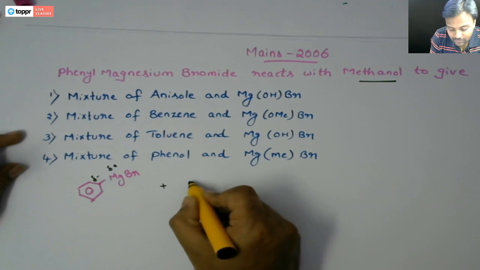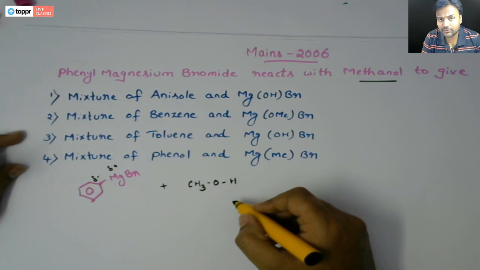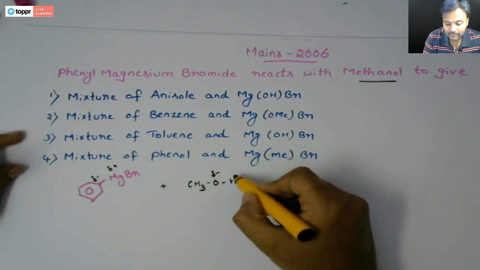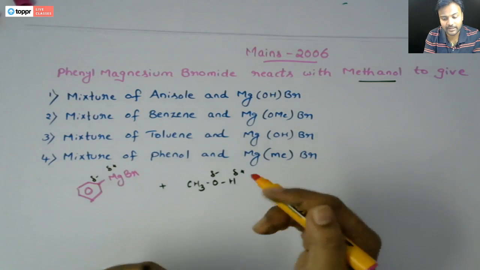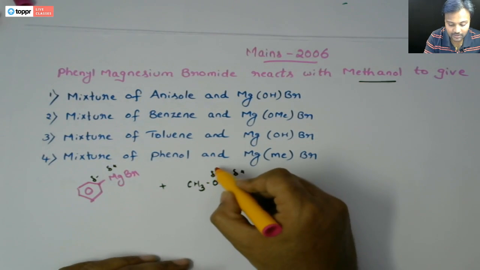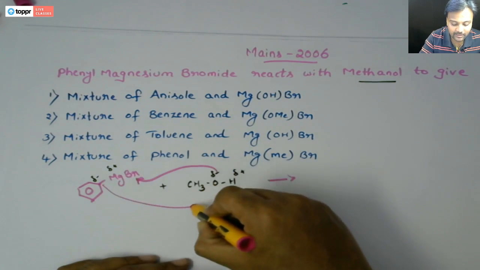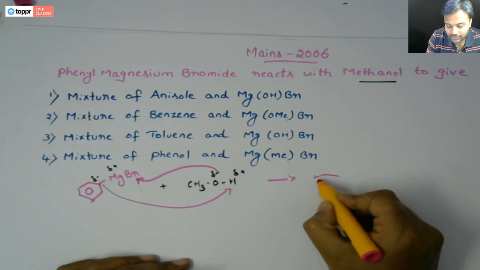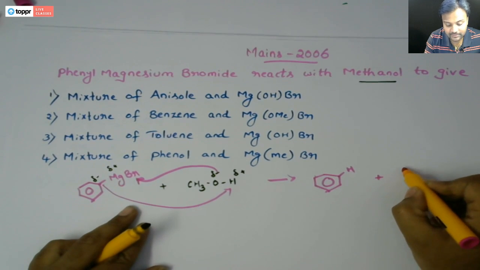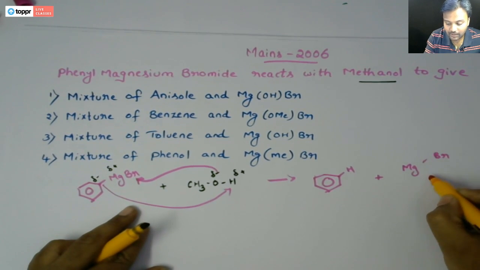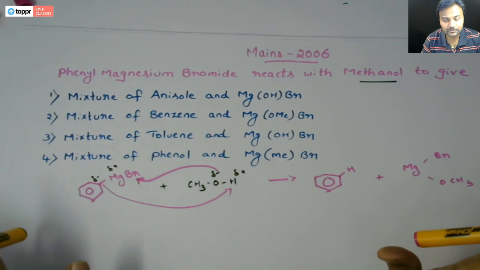Let's write the structure of methanol also. CH3OH. Can we mark positive and negative here also? Negative, this is positive. As we have done, opposite charges attract. How? Look at this. This O minus attacks magnesium. This negative charge attacks hydrogen. Now there is formation of benzene, with hydrogen here, plus MgBrOCH3. I end up with this.